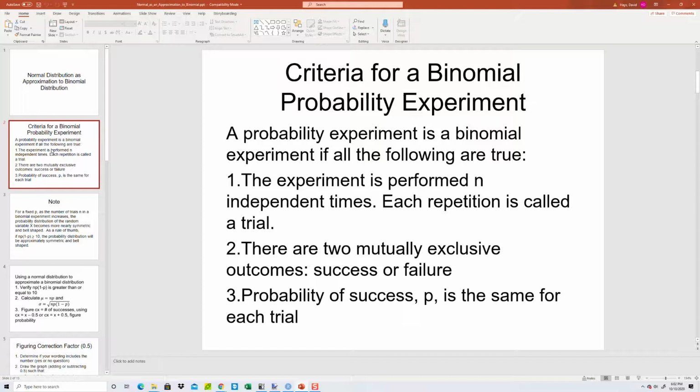So flipping a coin, it could be heads and tails. Success would be if I get heads, and if I get tails, that'd be considered a failure. Again, there's no good or bad on that. That's just what you're studying. The probability of success, little p, is the same for each trial. So when I flip a coin, the probability I'm going to get heads is 0.5. It's 1/2.